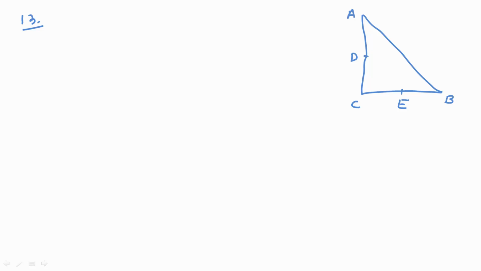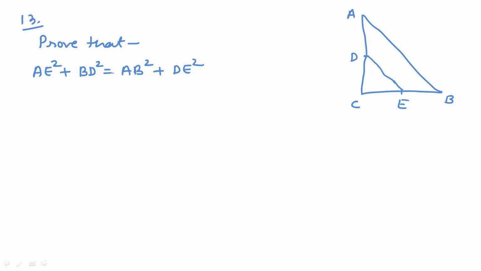In a triangle ABC, right angled at C, prove that AE square plus BD square is equal to AB square plus DE square. Now join DE. Now join AE and BD.